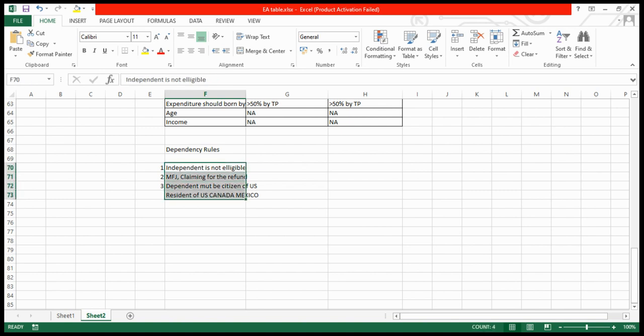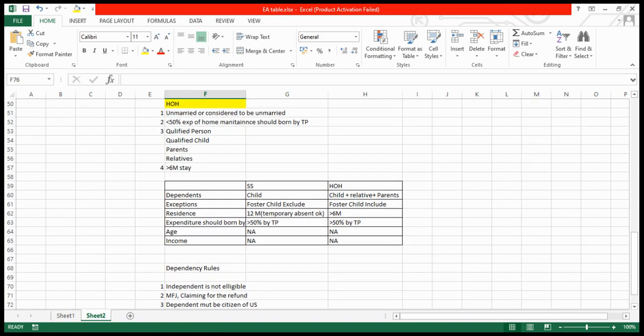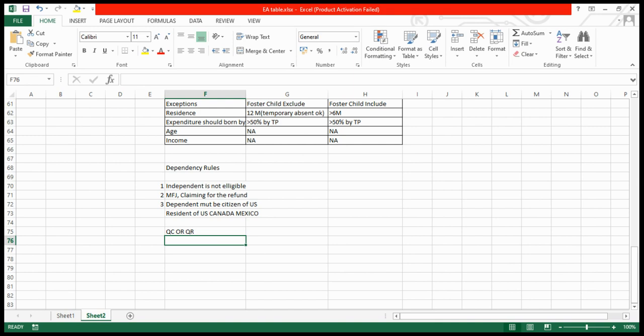Once a person satisfies these conditions, then he will enter into the category of QC or QR. So what does that mean? Similar to how we defined in the filing status above who is an HOH, who is a surviving spouse, as well as who is an MFJ, there are some conditions a person should meet to be treated as a QC or QR. So that we are going to discuss now.